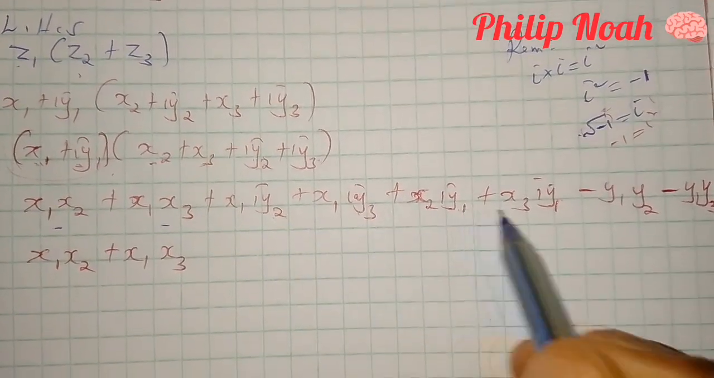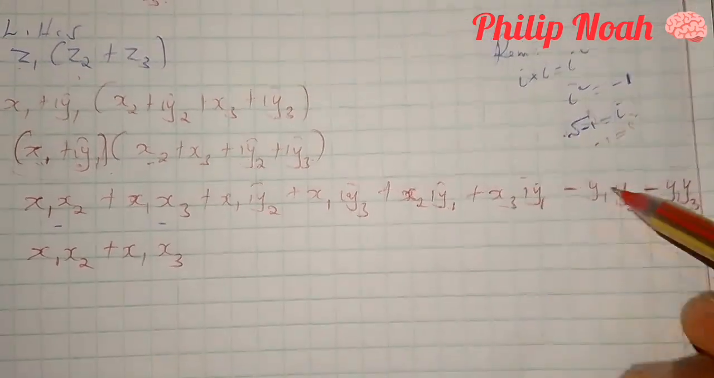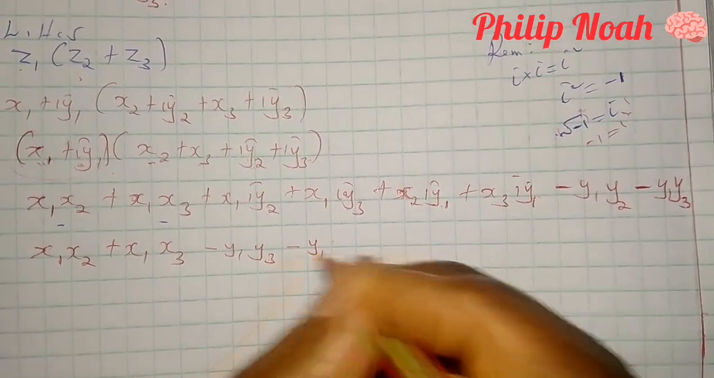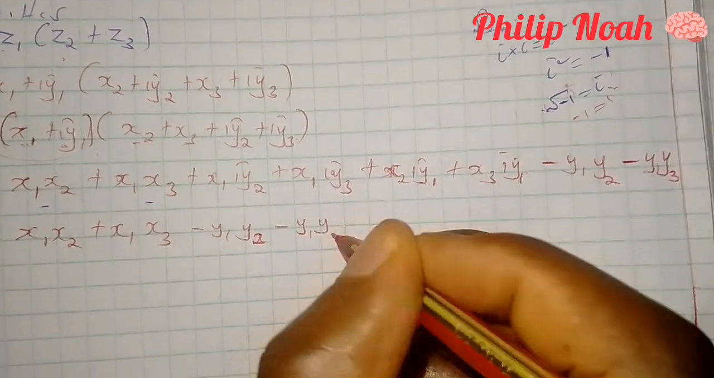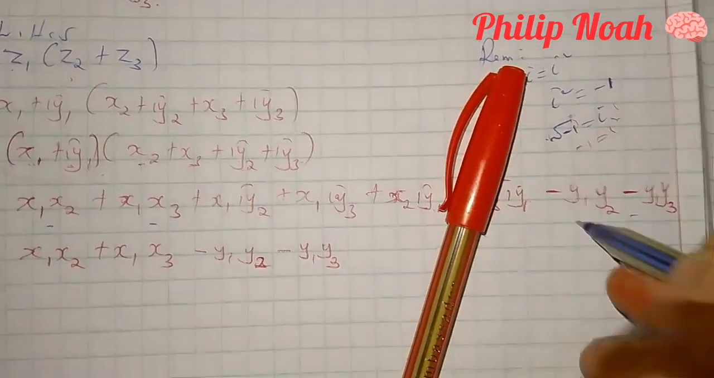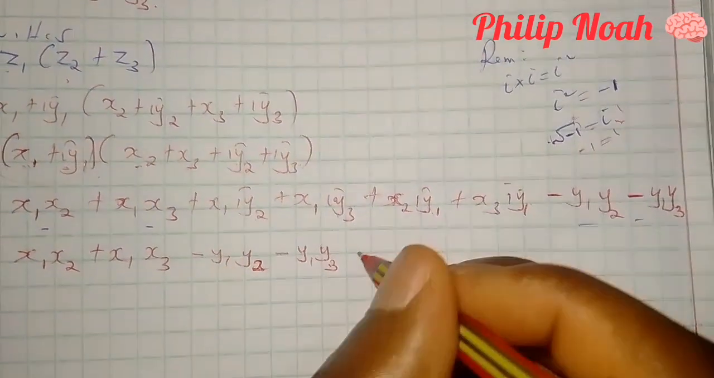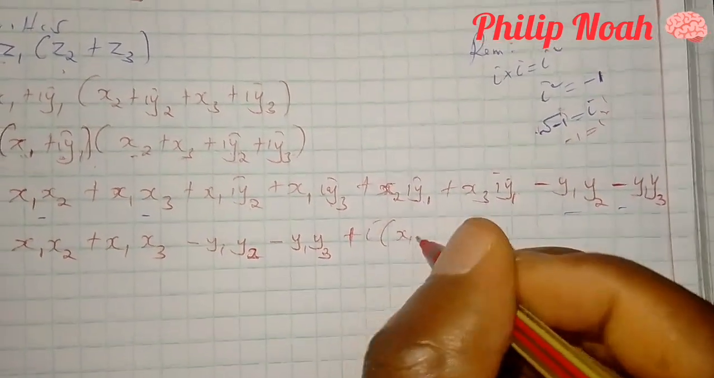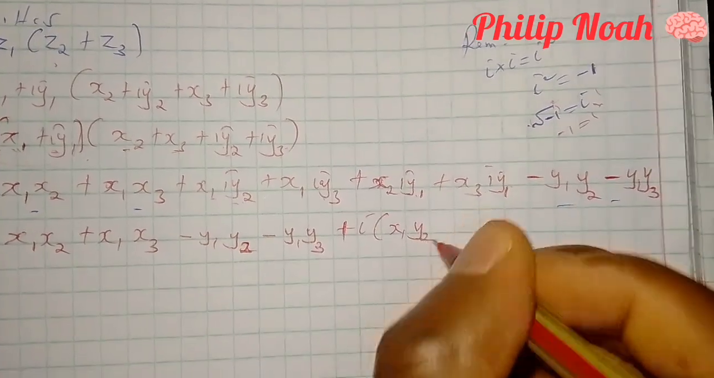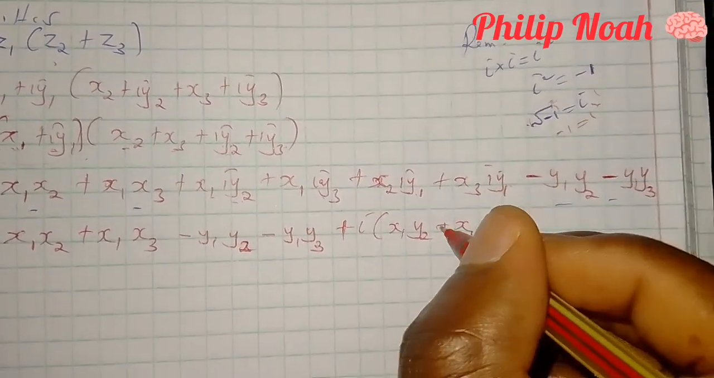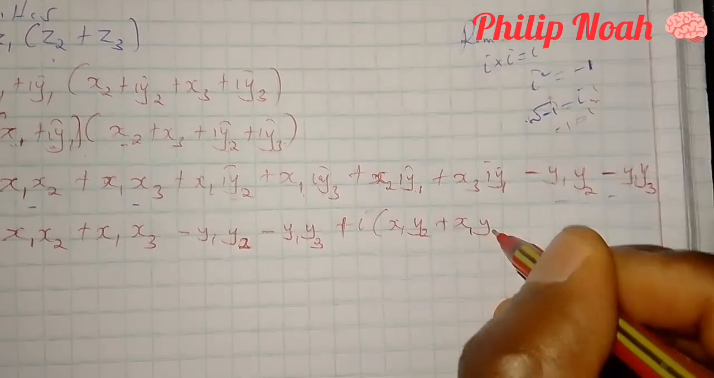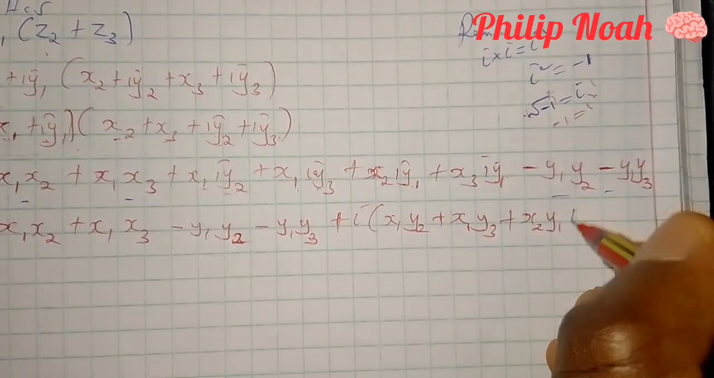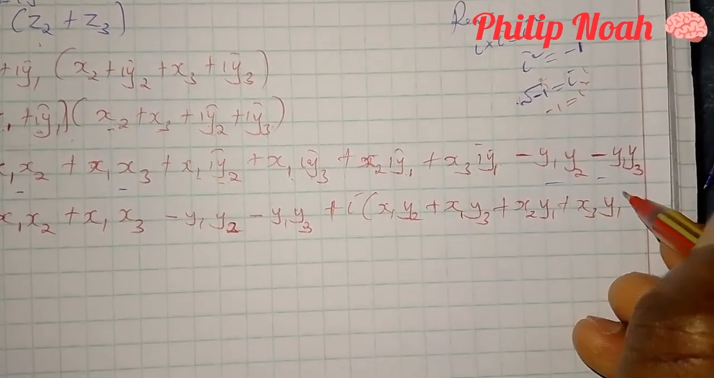This is having i. So we take these two, minus y1, y3 minus y1. It's y1, y2, then y1, y3. We are done. Then we take now this. We can factor out i, and now in brackets we are having x1, y2 plus x1, y3 plus x2, y1 plus x3, y1.